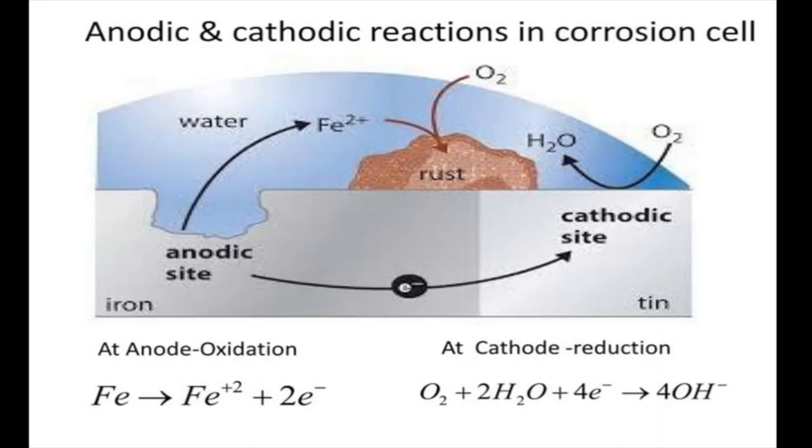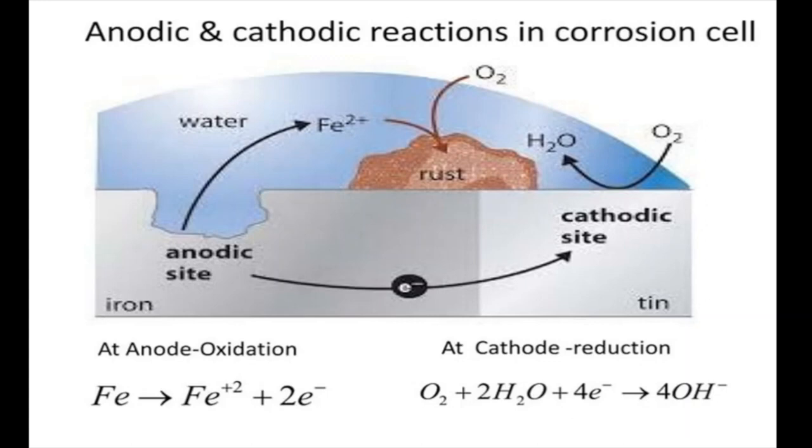Now let us discuss the reactions during the corrosion cell. It is a very localized cell that is formed during the corrosion reaction. So what exactly is going on? Here we are observing two different sites, one is the anodic site and one is the cathodic site. The anode portion may be made up of pure iron and the cathode portion of pure tin, which are connected together and are in a saline or electrolyte medium.